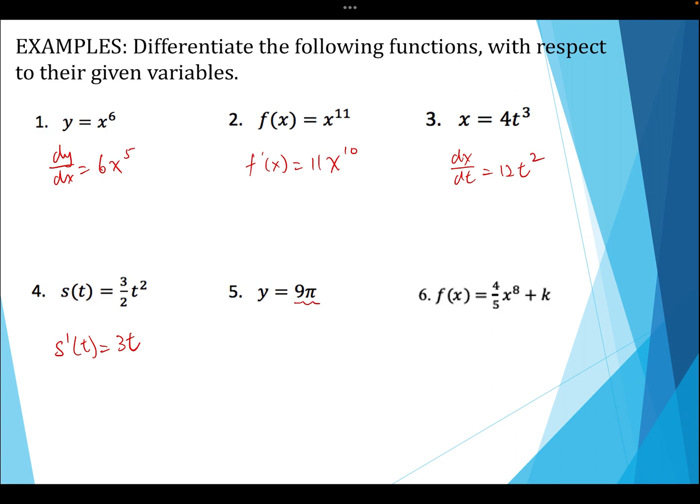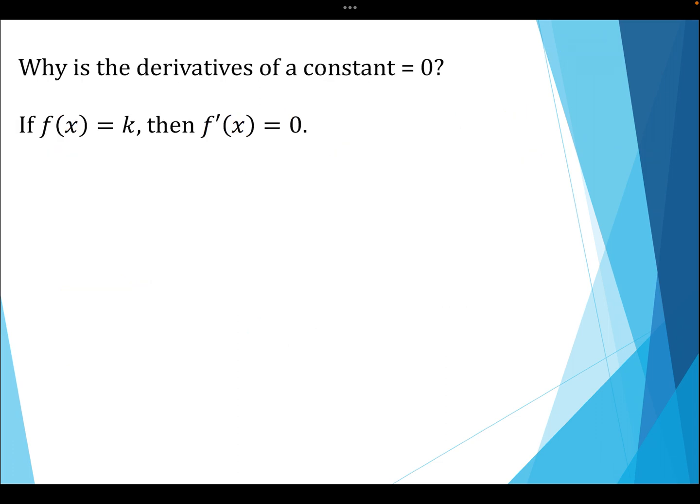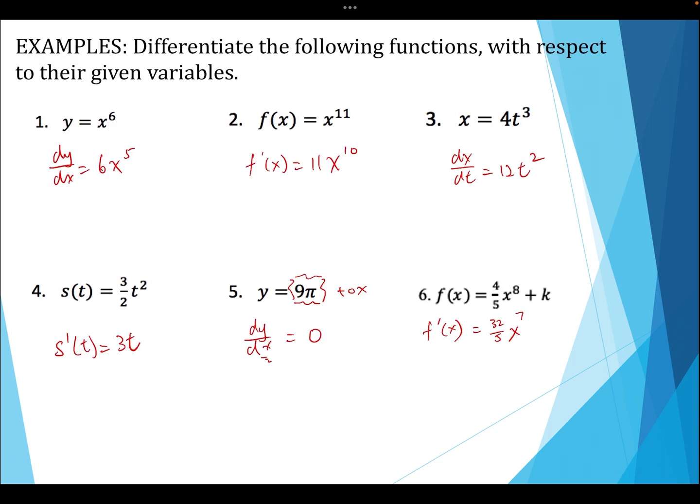And then here, what is 9 pi? 9 pi is actually a constant. Pi is 3.14, so this is actually a number. So therefore, the derivative dy/dx will be 0. And then finally for the last one, the derivative of the function will be 32 over 5 x to the power of 7 plus 0, because k is a constant, therefore it's 0.